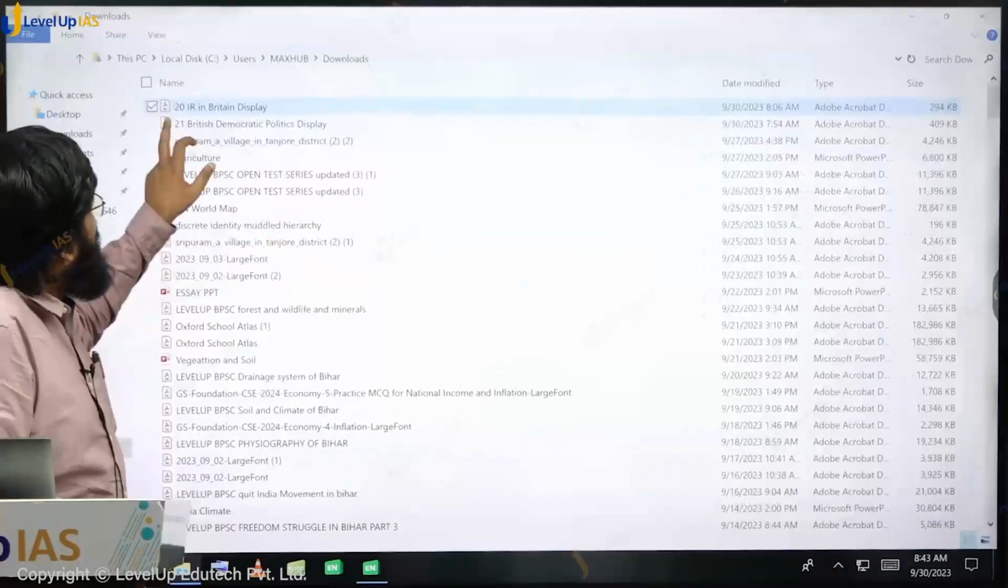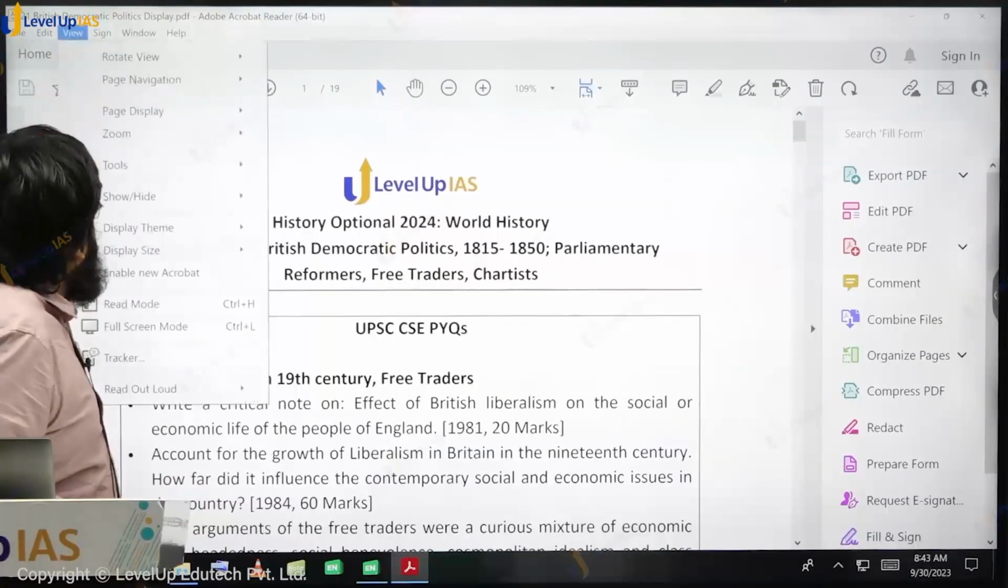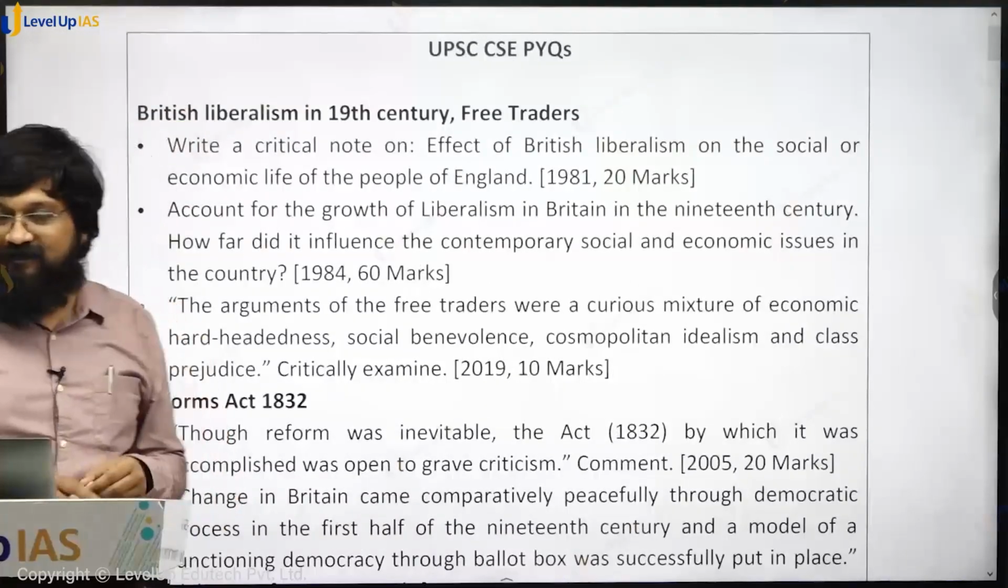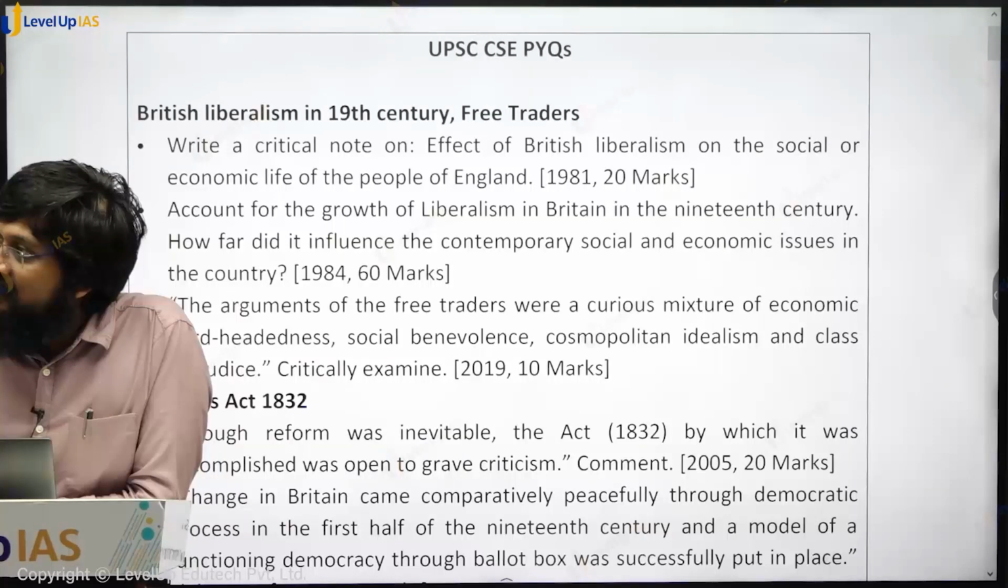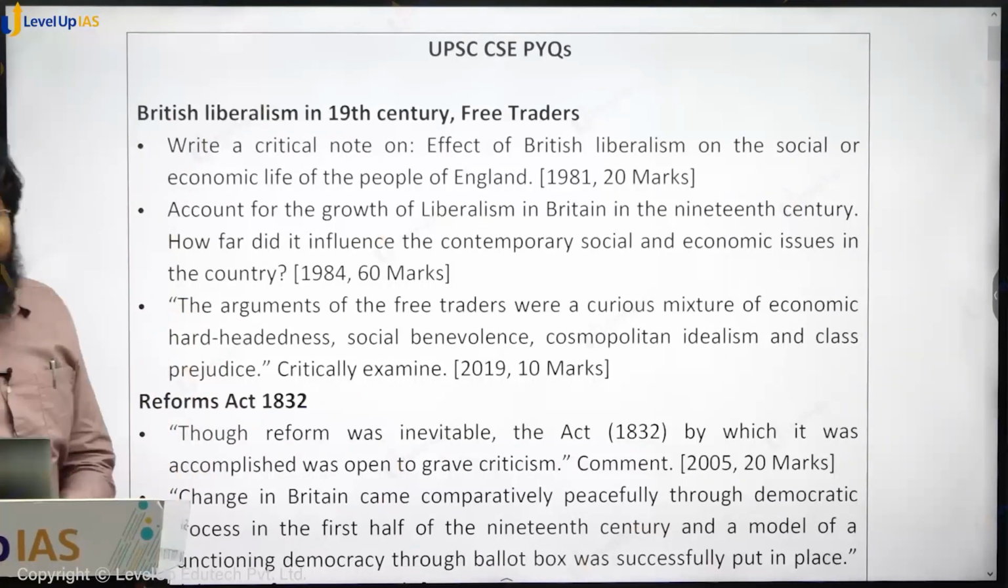So let us go to the next chapter. आप बंदो साहब हो गया? बंदो साहब का है? अच्छा, तभी सोचा कौन है.